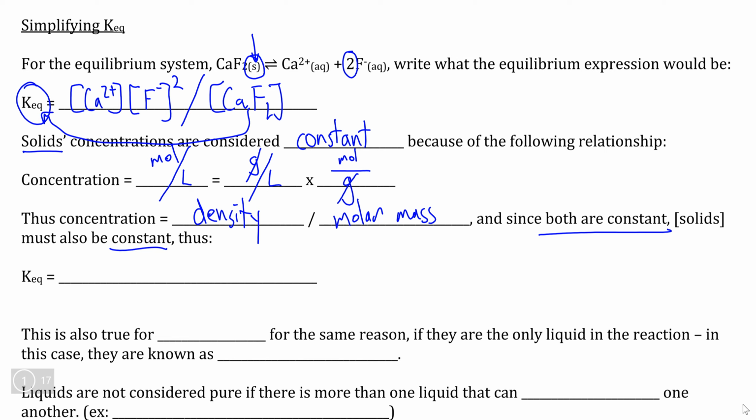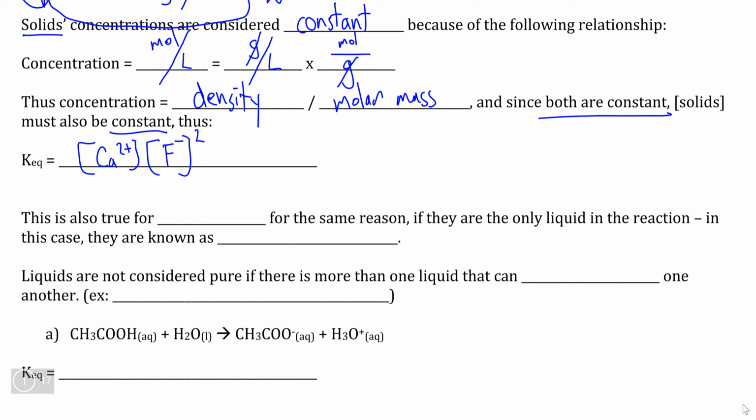And therefore, writing out the KEQ for this expression here would simply be the concentration of calcium ions times the concentration of fluoride ions squared, and the constant concentration of the solid, we would simply multiply both sides by it and incorporate it into KEQ, the equilibrium constant itself. This is also true for liquids for the same reason.